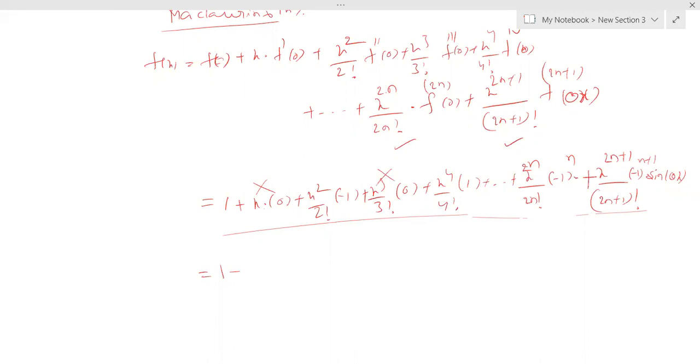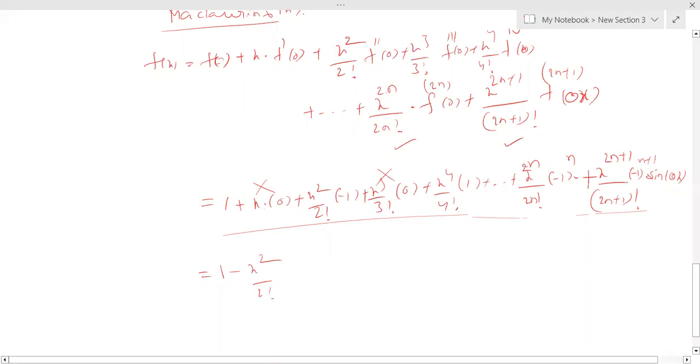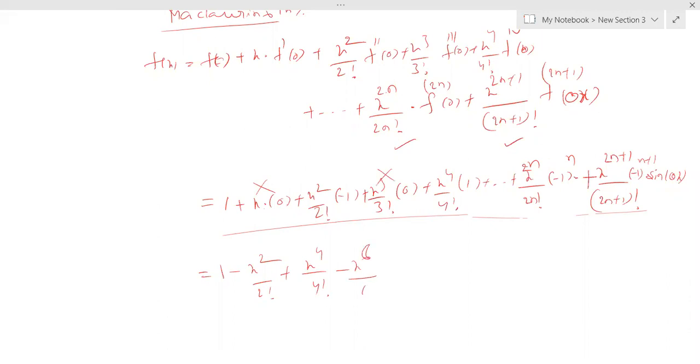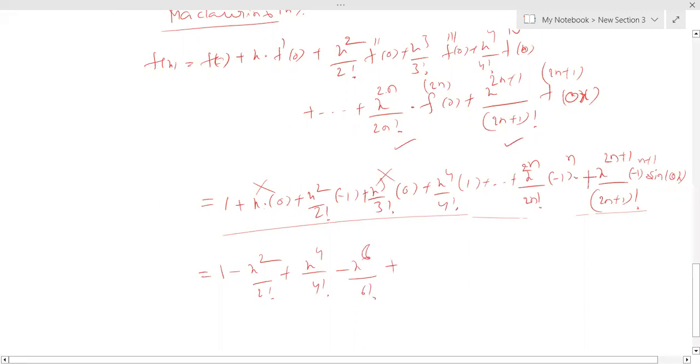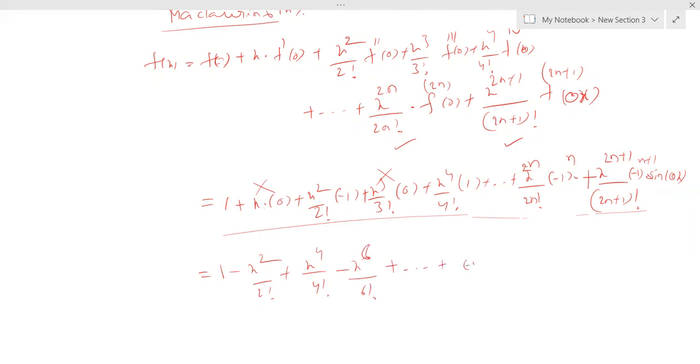0 is positive. Minus, the next term is minus x square by 2 factorial. The next term is plus x power 4 by 4 factorial. The next term you can guess easily, x power 6 by 6 factorial. Next term x power 8 and so on. The last remainder term is minus 1 whole power n plus 1, x power 2n plus 1 by 2n plus 1 factorial into sine theta x.